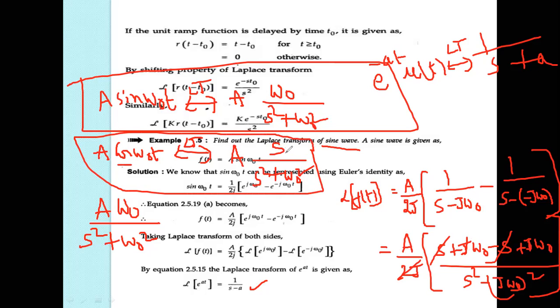Just remember: for cos, the numerator is A s, while for sine the numerator is a constant, omega naught, which is a constant. For cosine the numerator is a function, s. The denominator is the same for both. So the Laplace transformation of A sine omega naught t is A into omega naught by s square plus omega naught square. Got it?